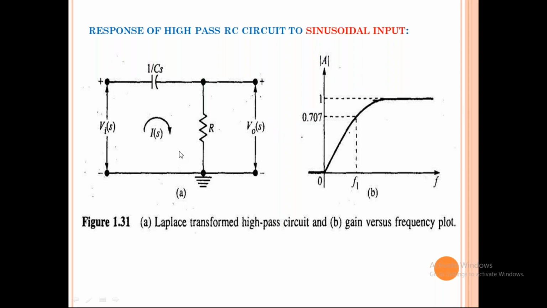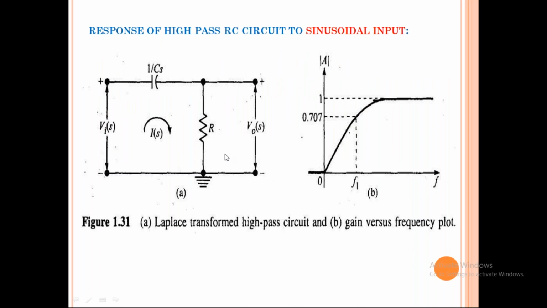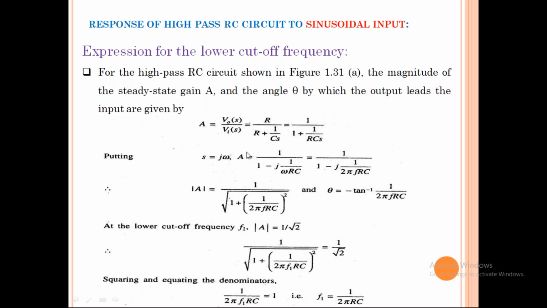Again you are calculating gain, similar to the low pass circuit. The gain formula is output voltage by input voltage. Here the output voltage is across the resistor. So here the impedance is R by R plus the total impedance, that means R plus 1 by CS. Simplifying, with S equal to j omega, you get gain equal to 1 by 1 minus j into 1 by 2 pi f RC. Then you have to find the magnitude. I already told you the complex number magnitude: x plus iy, square root of x square plus y square.